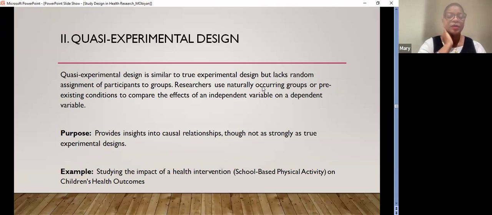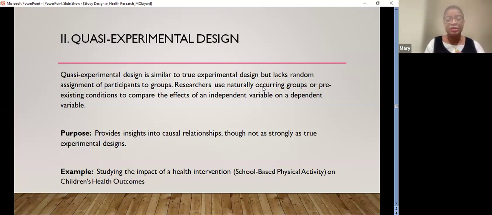Quasi-experimental design. Quasi-experimental design is similar to true experimental design. The only difference is that it lacks random assignment. Now you know the answer to the question I asked. Quasi-experimental design does not assign participants, does not use randomization. So what it does is that it measures causality between variables. It compares the effects of the independent variable on the dependent variable, under existing conditions, right?